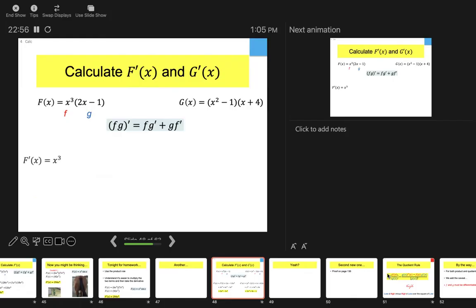x cubed times 2, plus 2x minus 1 times 3x squared. Okay. And now 2x cubed plus 6x cubed minus 3x squared. Last, 8x cubed minus 3x squared. It seemed awfully quick, and that's because she already did it while I was talking. She wasn't doing it while we were doing it.